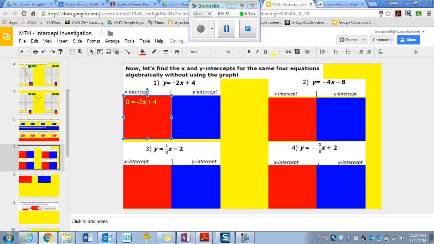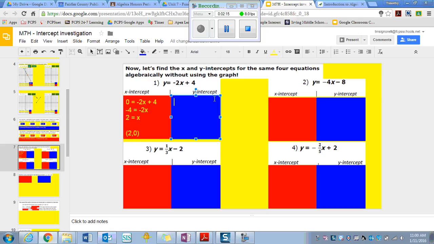In order to do that, we subtract 4 from both sides, leaving us with negative 4 is equal to negative 2x. Divide both sides by negative 2, we get that 2 is equal to x. Thus we have the point 2, 0. And this was for the first equation.